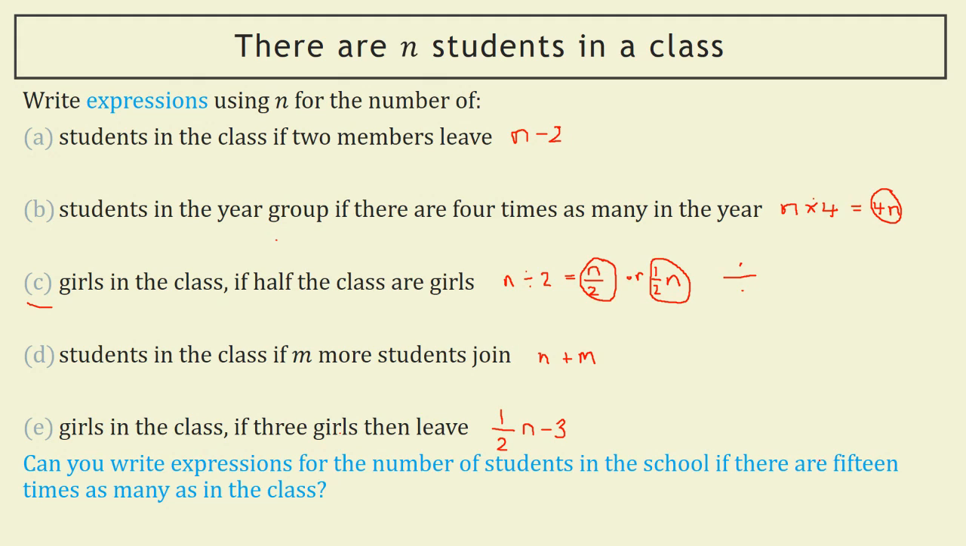Can you write an expression for the number of students in the school if there are 15 times as many as there were in the class to start with? We know how many there were in the class to start with. We've got that right at the top of the screen. There are 15 times as many students in the whole school. Can we work out an expression for that? So pause the video, have a go at that.